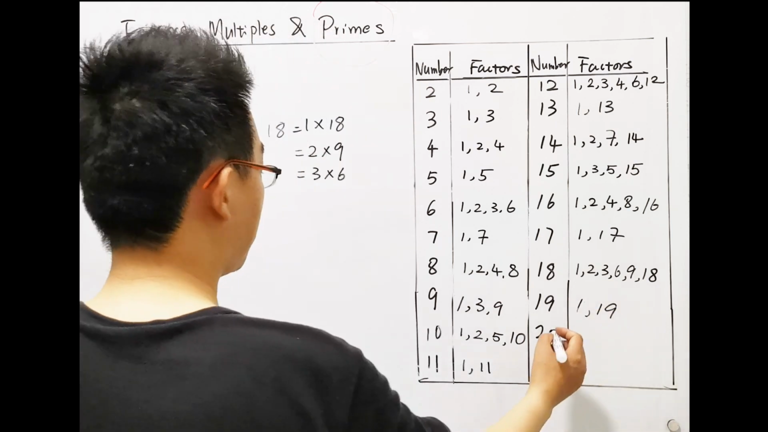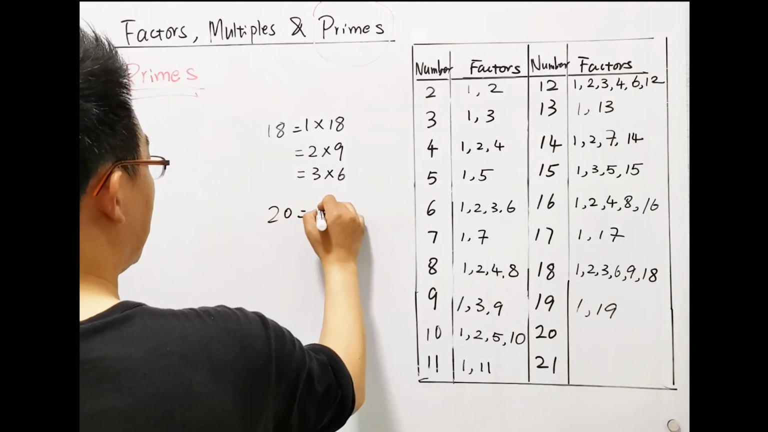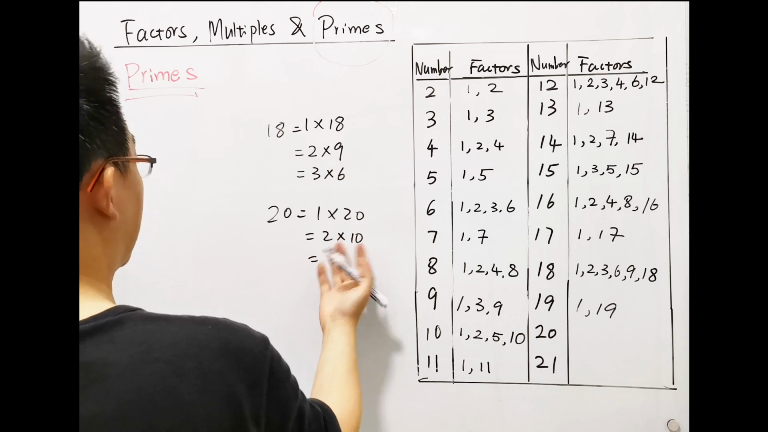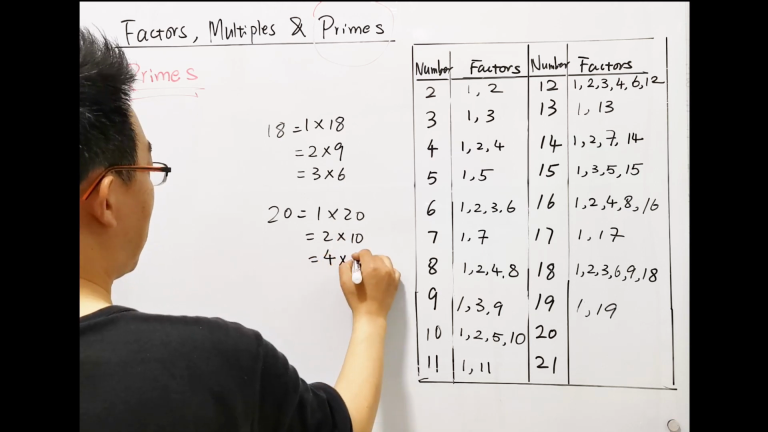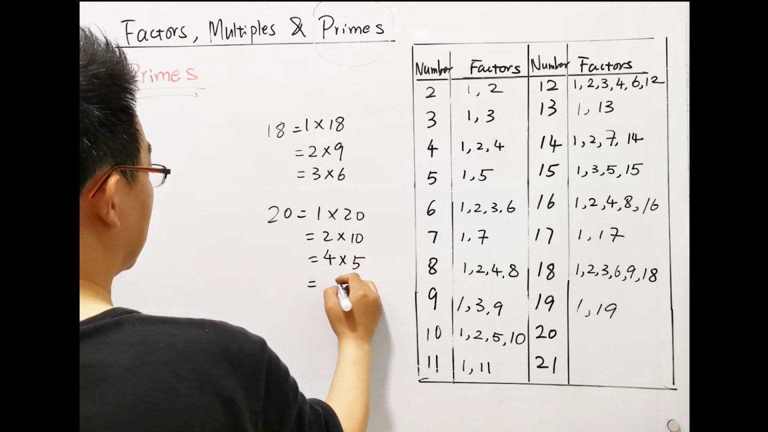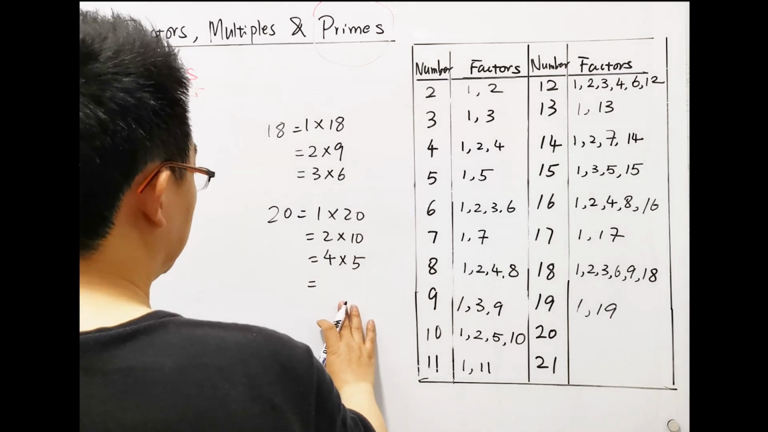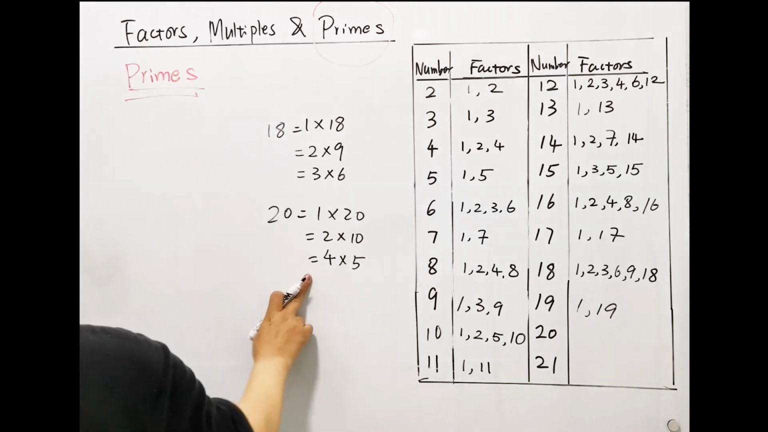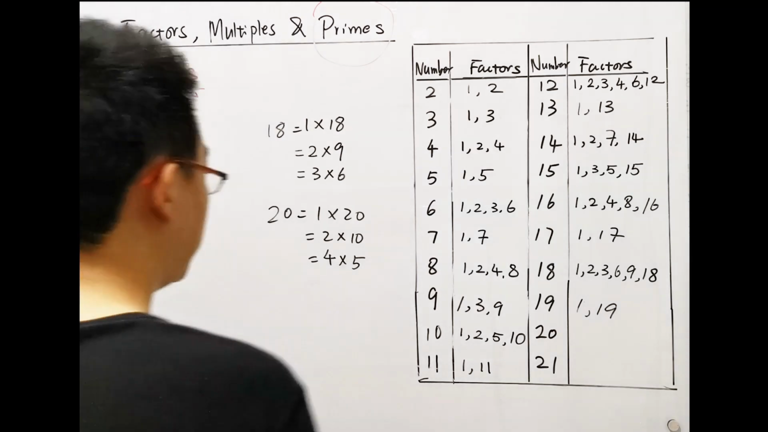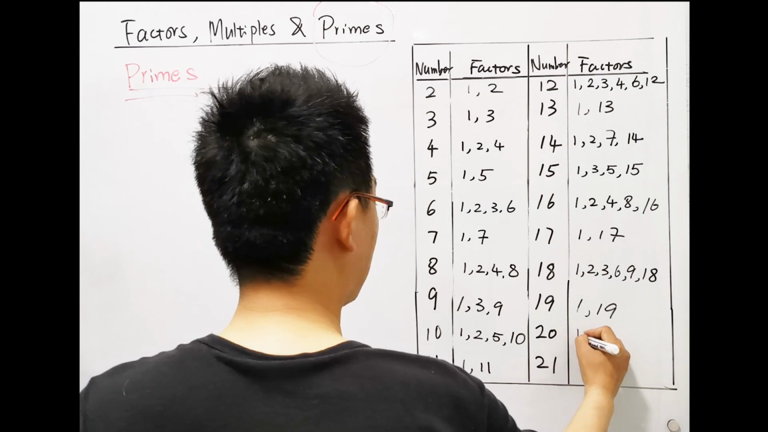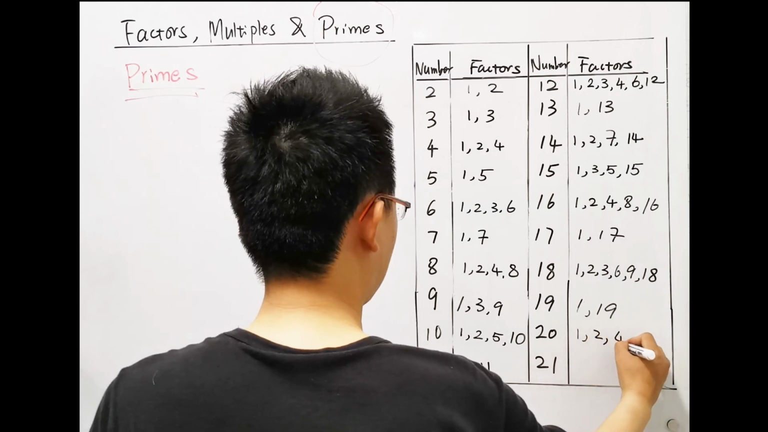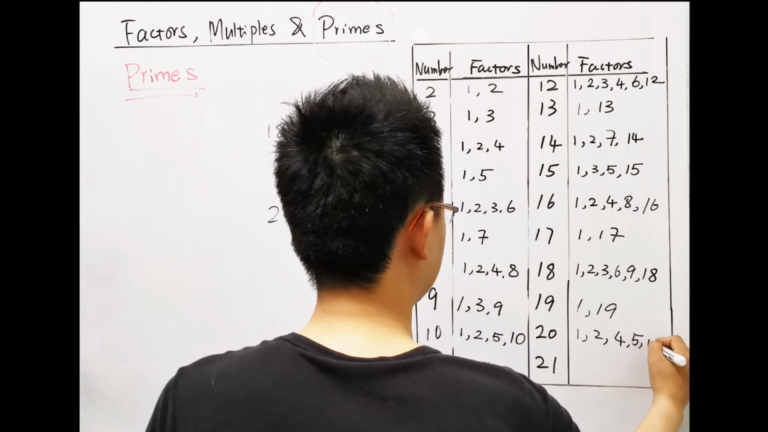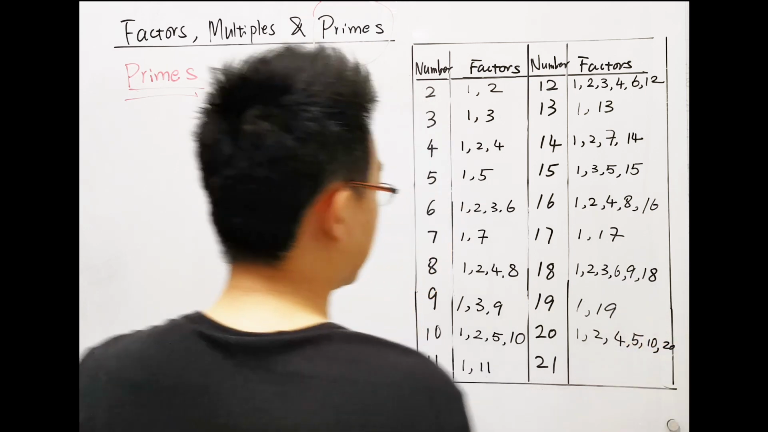How about 20? 20 we have 1, 20, 2, 10. 3, no, not for 3. But 4, 5, yes. Okay, I think that's it. So what do we have? We have 6 factors as well, right? 1, 2, 4, 5, 10, and 20 itself, right?